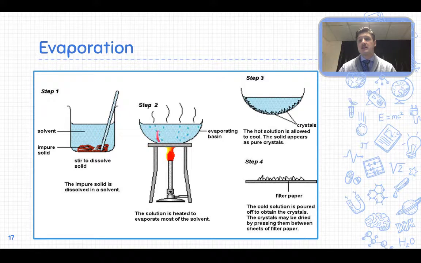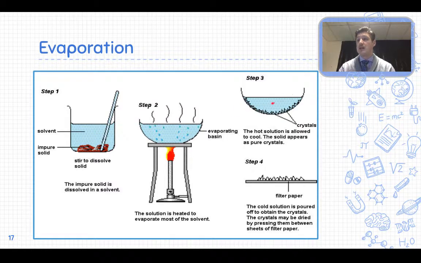But what happens is the salt or the solute, whatever it is in the solution, does not evaporate. The particles are too complex or too big to evaporate with the energy of the Bunsen. So what we can do is make our solution mixed up together, put it in an evaporation basin, and evaporate off all of the solvent, leaving the solute left, or in this case the salt or sugar or whatever it is we've dissolved into our solution.